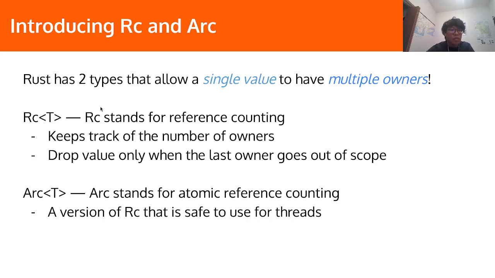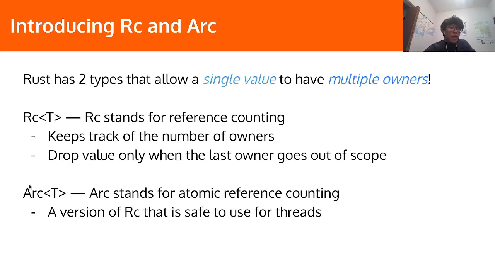The first type is called Rc, which is reference counting. It's called reference counting because we are counting the number of owners. When the last owner goes out of scope, which means nobody owns this value anymore, then the value is no longer valid and will be dropped. So it ensures that as long as there is at least one owner, the value doesn't get dropped.